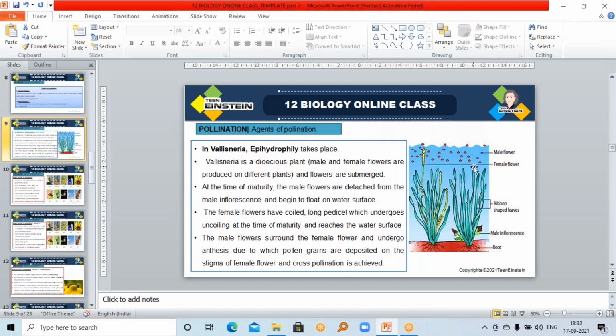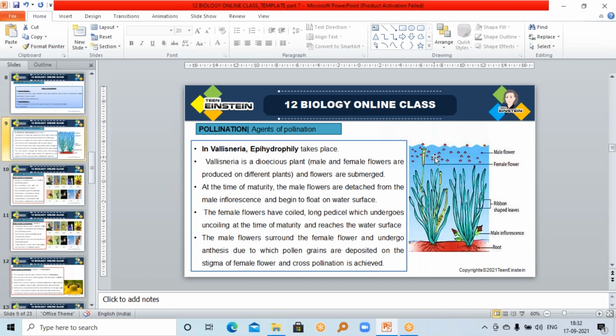So already the male flowers are released, and they are floating on the water surface. That male flower which is present around the female flower undergoes anthesis. What is anthesis? Release of pollen grains. So the male flowers which are present near this female flower will undergo anthesis, or release pollen grains. Right? So the pollens released during the anthesis of the male flower are getting deposited on the stigma surface of the female flower.